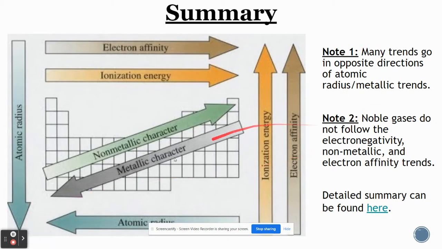So basically, if you remember your atomic radius directions and your metallic character, then the other directions are essentially just the opposite of that. Remember that noble gases, they don't follow the electronegativity, nonmetallic, and electron affinity trends because they already have their full valence shell and they don't quite fit that mold or definition there. There's a great detailed summary you can view by clicking here. It's a nice little table that goes over all of the trends again and goes over the reasons for all those trends, so the atomic explanation, as well as the periodic table explanation as well.